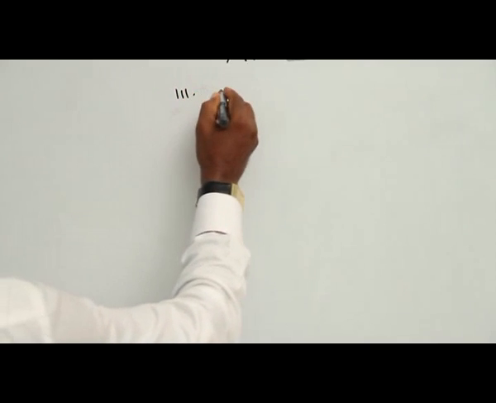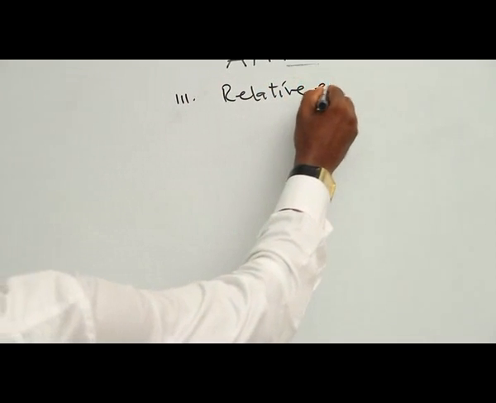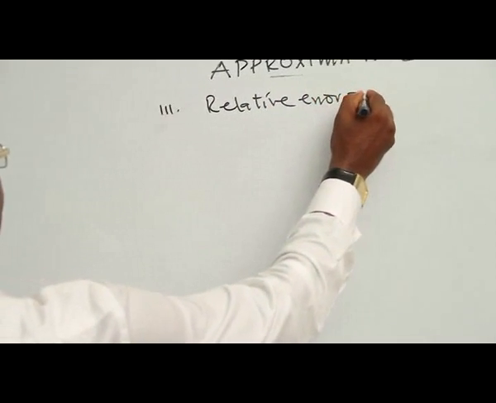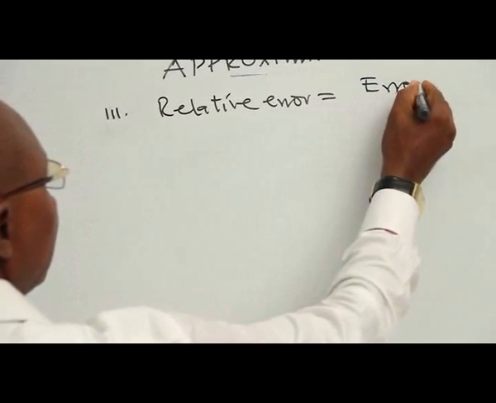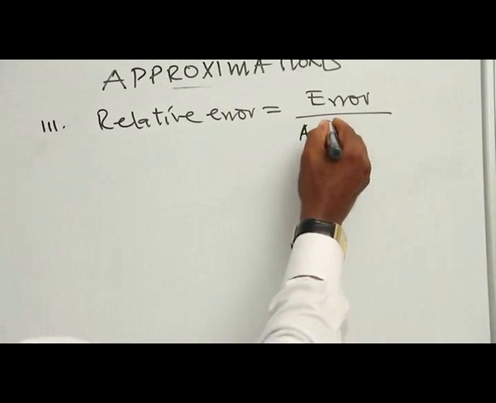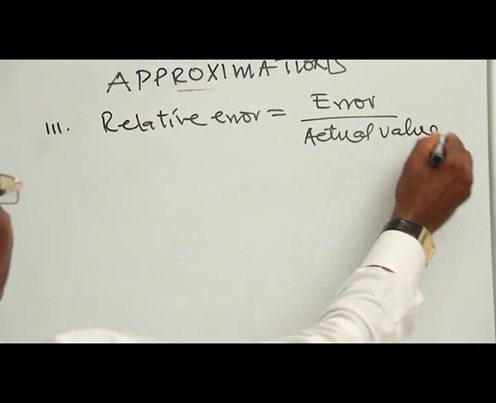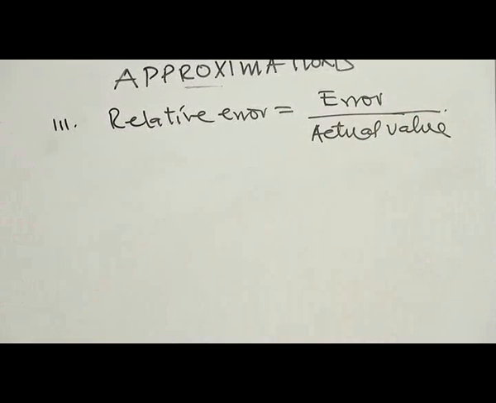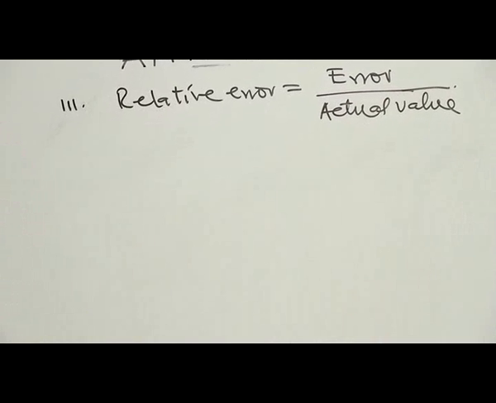The third one is the relative error. The relative error is equal to the error that you have gotten or that is given, all over the actual value. The relative error is equal to the error all over the actual value.